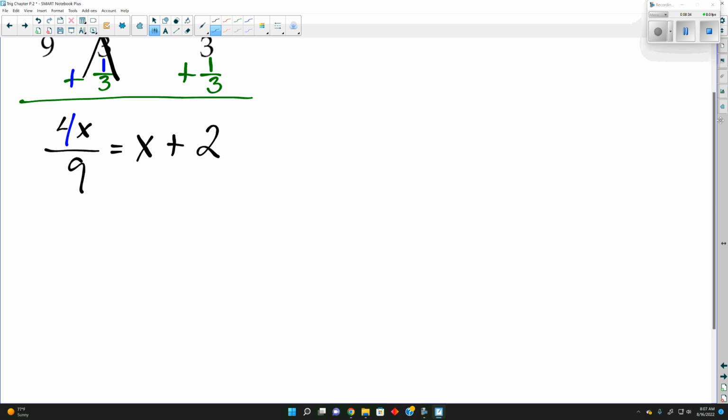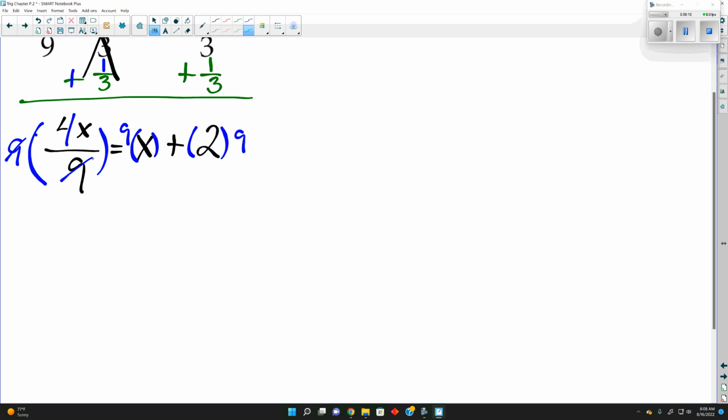Now what can we do? We do have that pesky 4/9, don't we? Is there a way that I can reduce that down or get rid of the fraction? Yeah, we can multiply it by 9. Well, we got to multiply everything by 9. But it's nice because here the 9 and 9 will cancel.